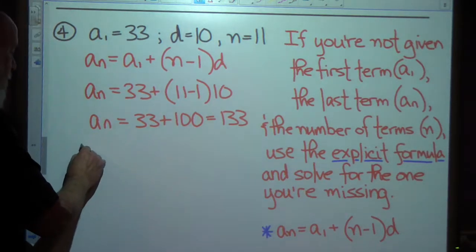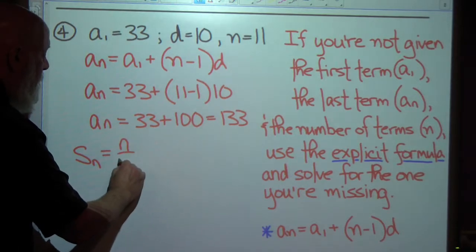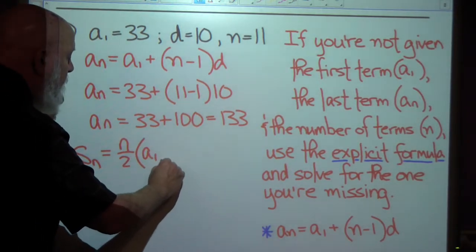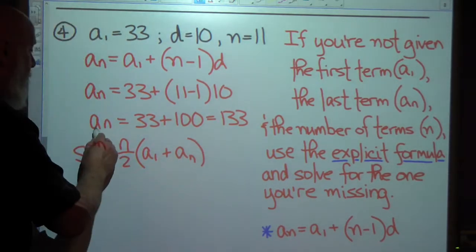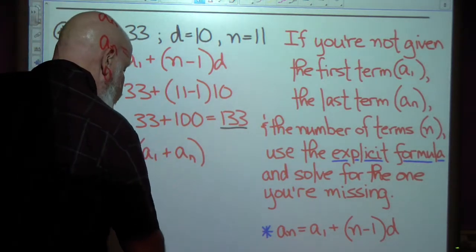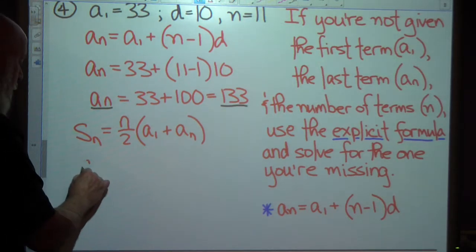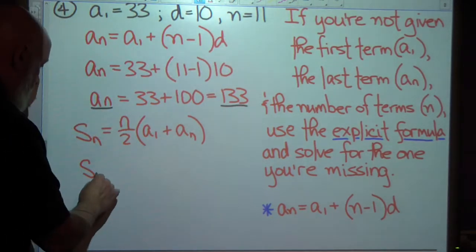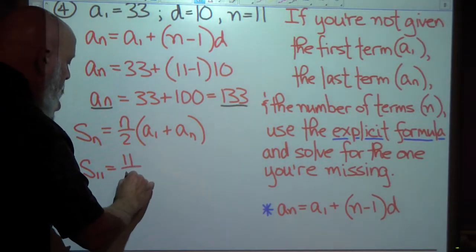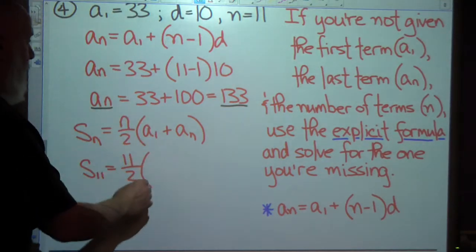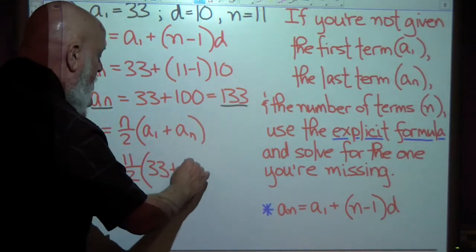Now I can use my sum of an arithmetic series. N over 2 times the first term, which was given to me, plus the last term, which I just found. Here's my last term right here. So here we go. Let's see if I can do this correctly. The sum of, how many terms do I have? 11? The sum of 11 terms is the number of terms over 2, 11 over 2. The first term is 33, plus the last term is 133.